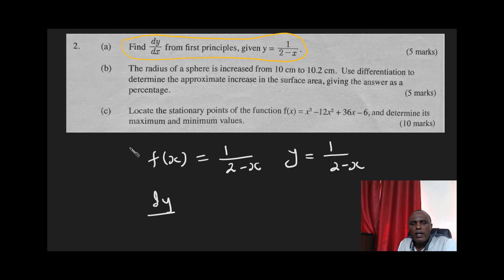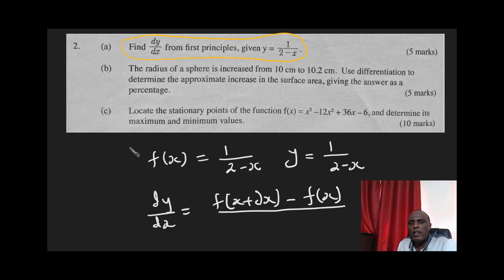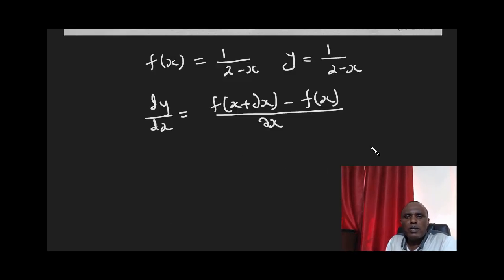Dy over dx, we get it by f of x plus a small change in x, you subtract f of x, then you divide by the small change in x. But f of x plus a small change in x is equal to 1 over 2 minus x plus a small change in x, that is x plus dx.